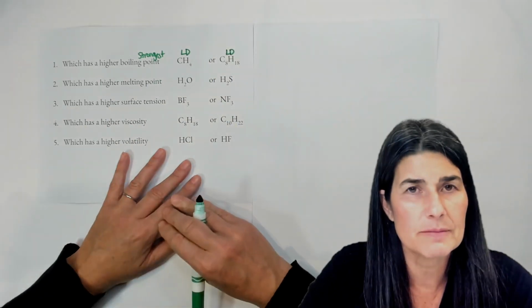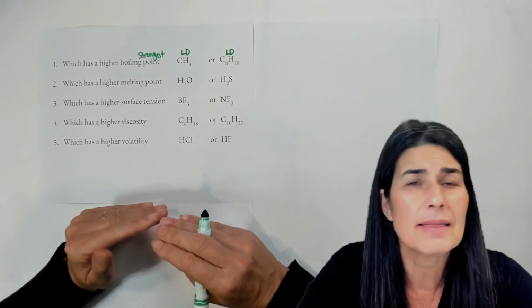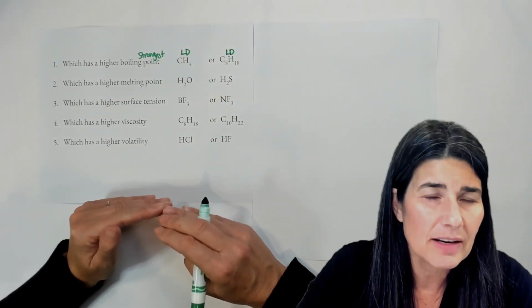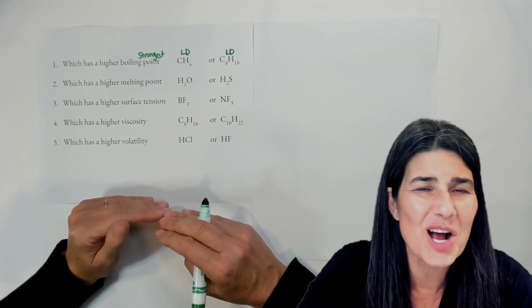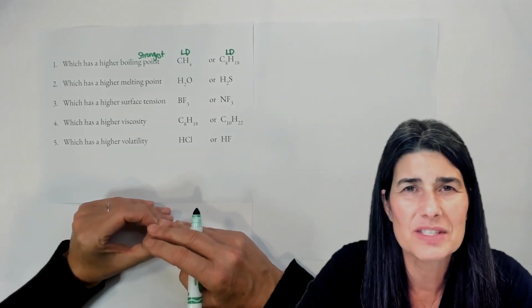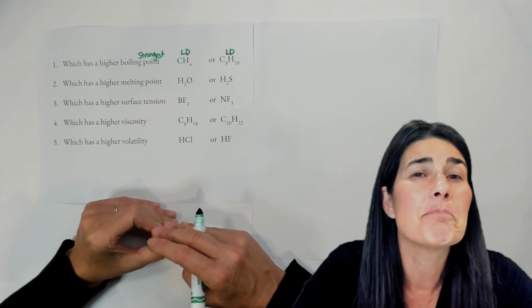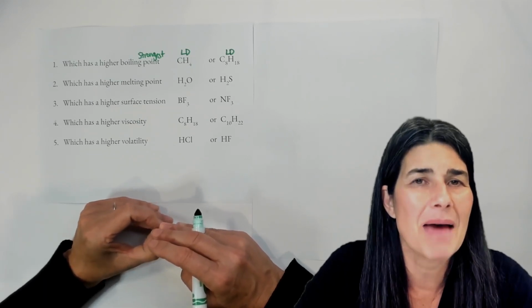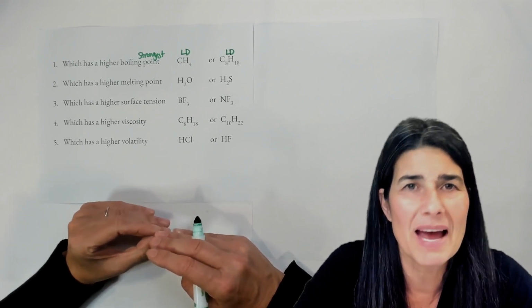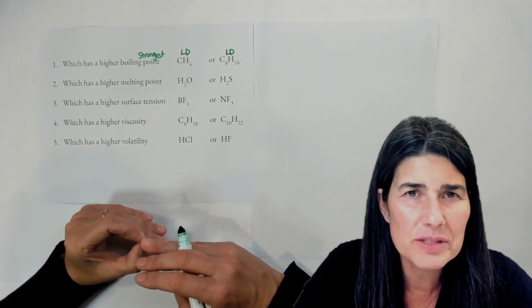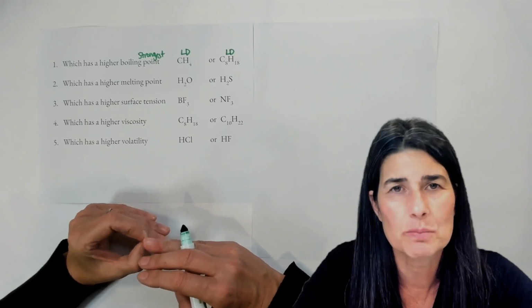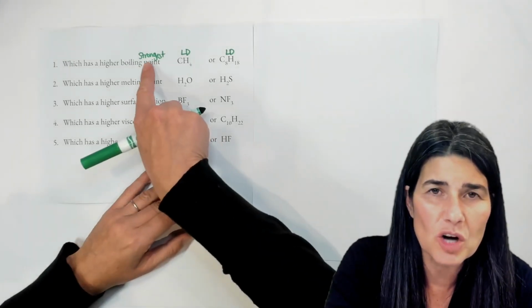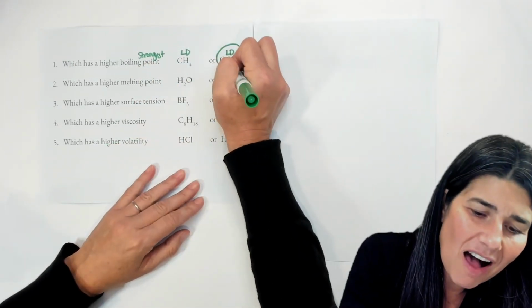C8H18 has London dispersion forces. It looks like we're tied. However, one of those molecules has stronger London dispersion forces than the other. The way we can power up our London dispersion forces is by mass. The one with more mass, the bigger electron clouds, is going to have greater London dispersion forces. So the strongest one will be octane.